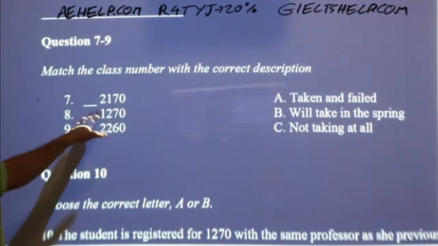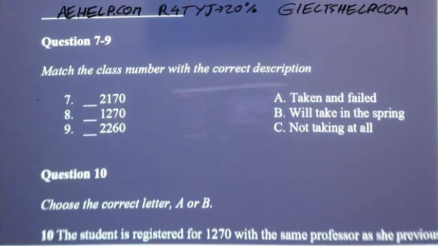Number 7, 2170. What is the correct answer for that? So here you'd have to, so this is 3 questions here in your answer key. Don't be fooled. So what is it going to be? 2170. I'll give you guys a really good hint here.